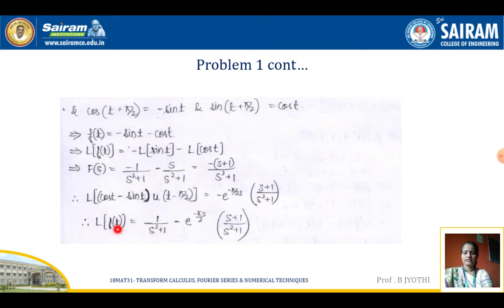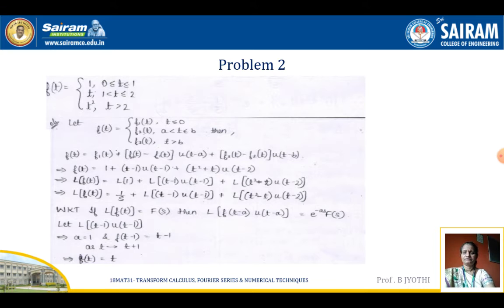Finally, the answer L of f of t is given by 1 upon s squared plus 1 minus e power minus pi s by 2 into s plus 1 by s squared plus 1. This is the final answer for the first problem. Let's go for the next problem.